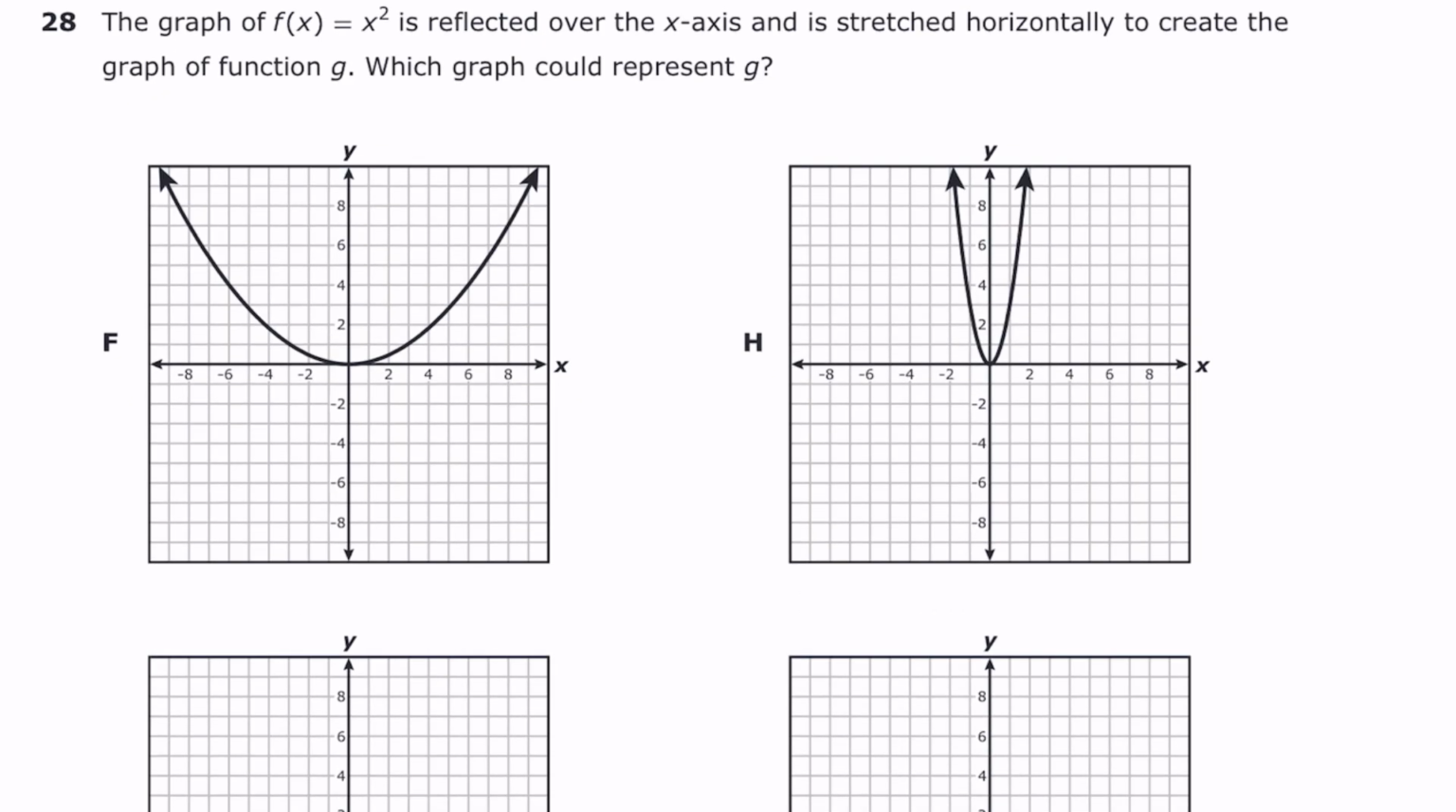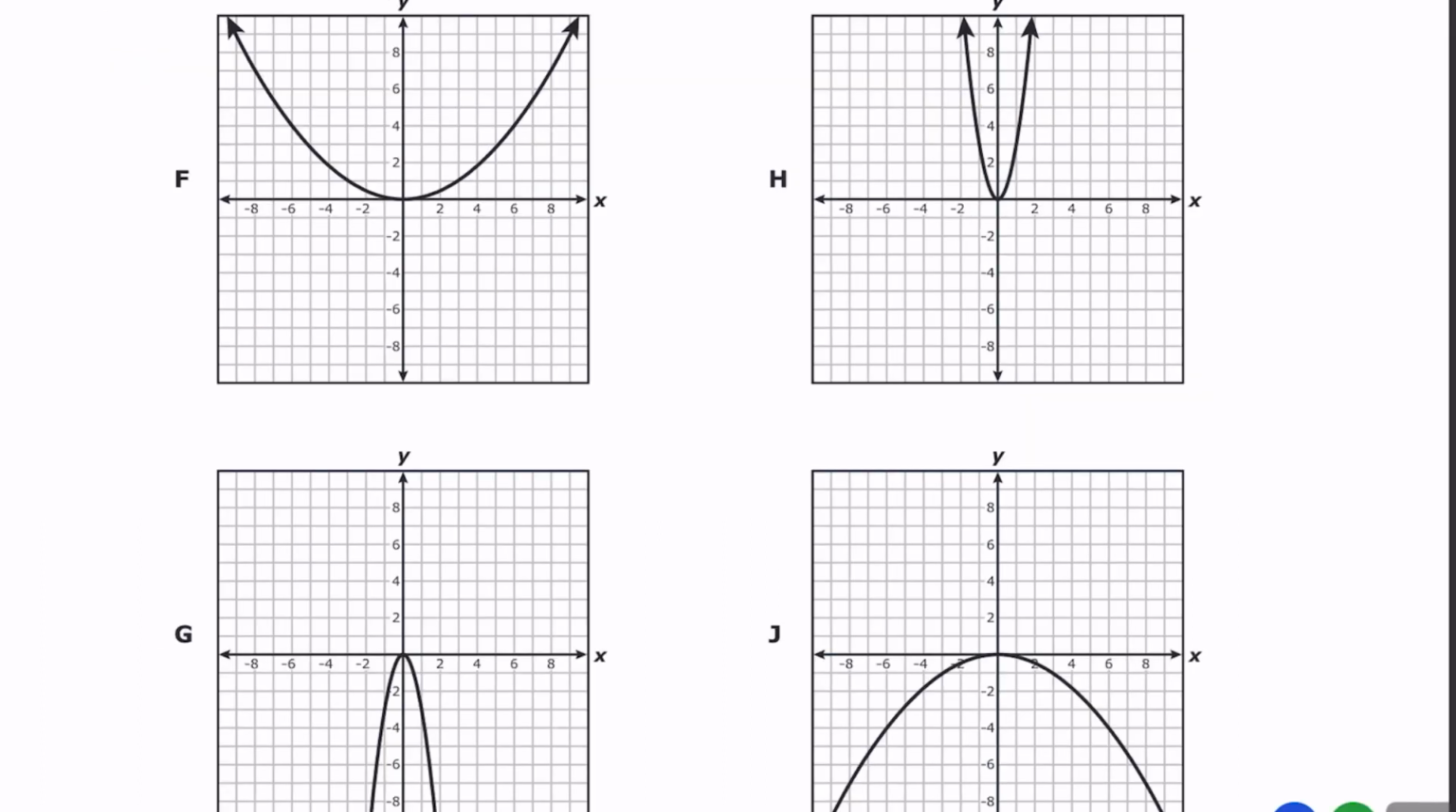Number 28. The graph of f of x equals x squared is reflected over the x-axis and is stretched horizontally to create the graph of function g. Which graph could represent g? Definitely it is reflected over the x-axis. f of x equals x squared is a parabola opening upwards. Reflected over the x-axis means it is downwards. So either it can be G or J.